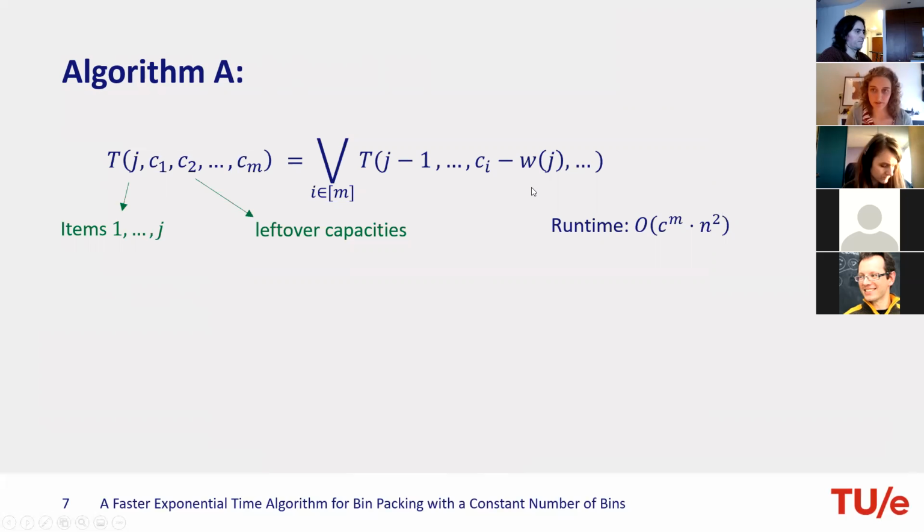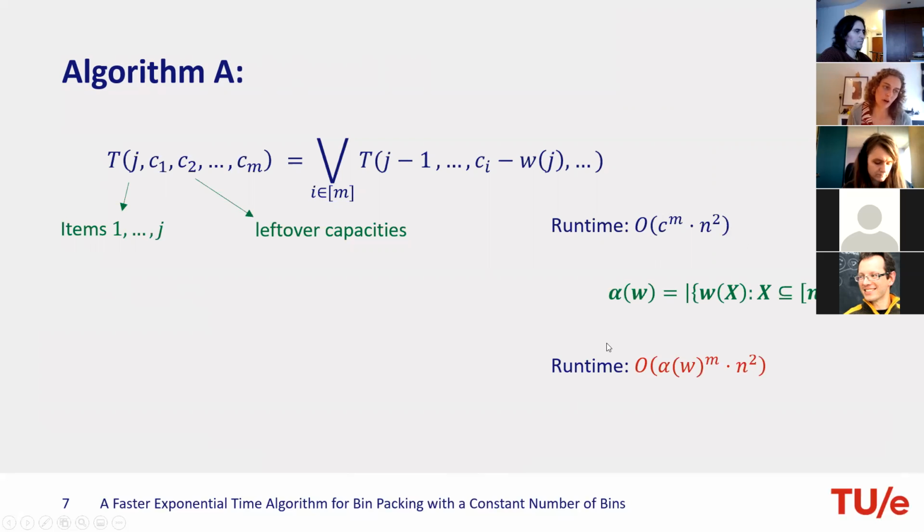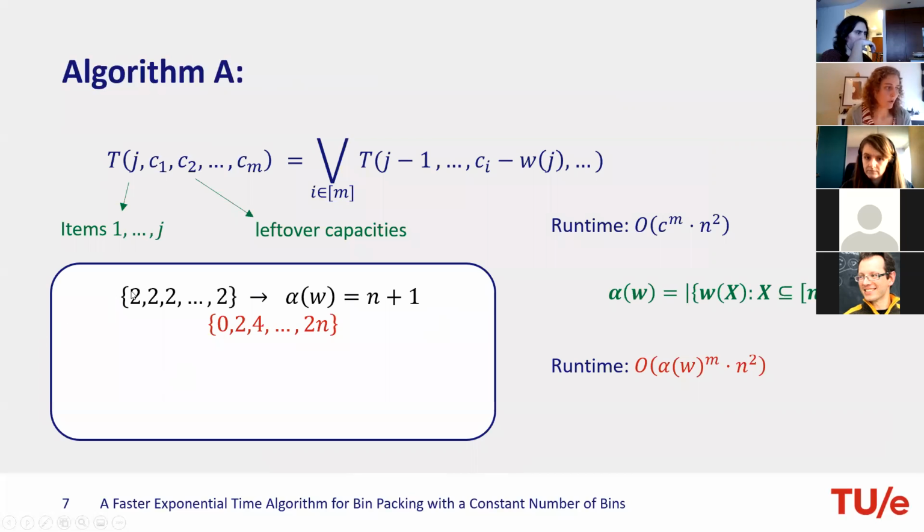But we can do something a little bit better if we do something smart. Remember this alpha: we can actually get a runtime of alpha to the power m times m squared. This is because we don't need to look at all the different weights. We only need to look at the weights that are actually present in our weight function. For example, if all the items have weight 2, then we only look at weights 0, 2, 4, 6, 8, so only the even weights. It would be really weird to incorporate an odd number in the capacities. In this way, we actually get something better in our runtime.